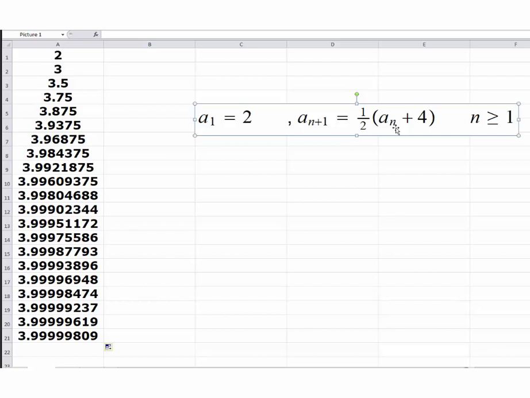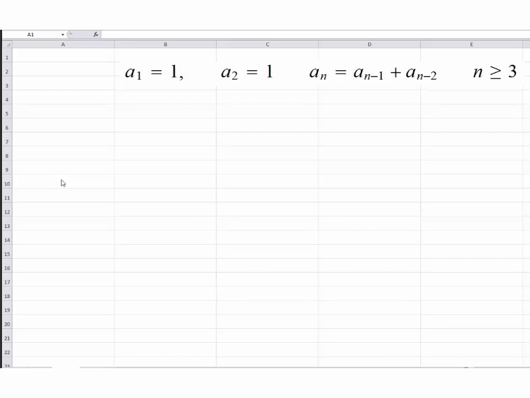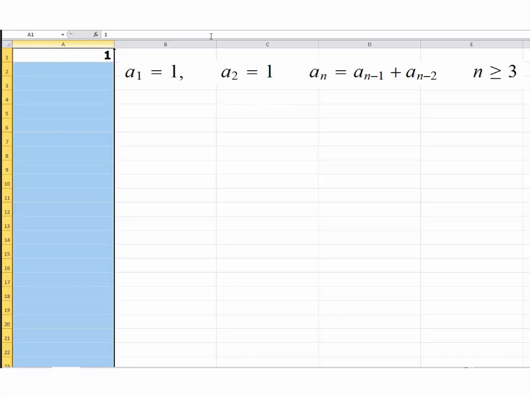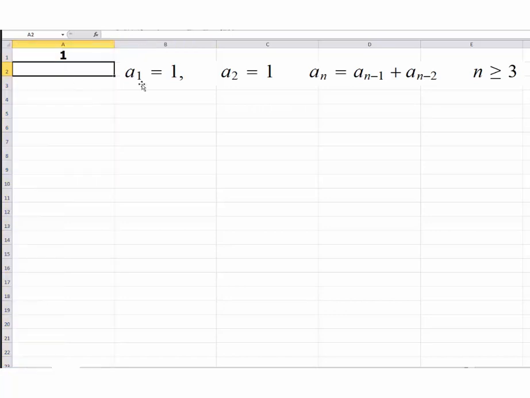Okay, so let's take just one more example. Let's take up this sequence, famously known as the Fibonacci sequence. The first term is 1. Let me just put that in the center. The first term is 1. The second term is again 1. And then from the third term onwards, how do we go? We just add the previous 2 terms.